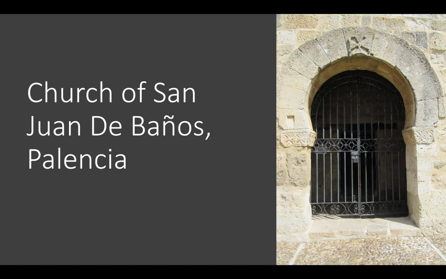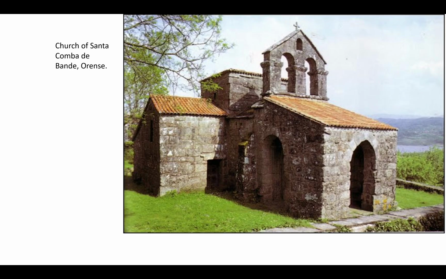Okay, now if we are going to talk about some of the Visigothic art, we have to talk about the horseshoe arch. This arch is called horseshoe because of its shape, and it was a Visigothic innovation, and it was very influential in the next centuries or artistic periods. This one specifically belongs to the Church of San Juan de Baños, which is located in Palencia. This other church is called Santa Comba de Bande in Orense. And this is the typical Visigothic church.